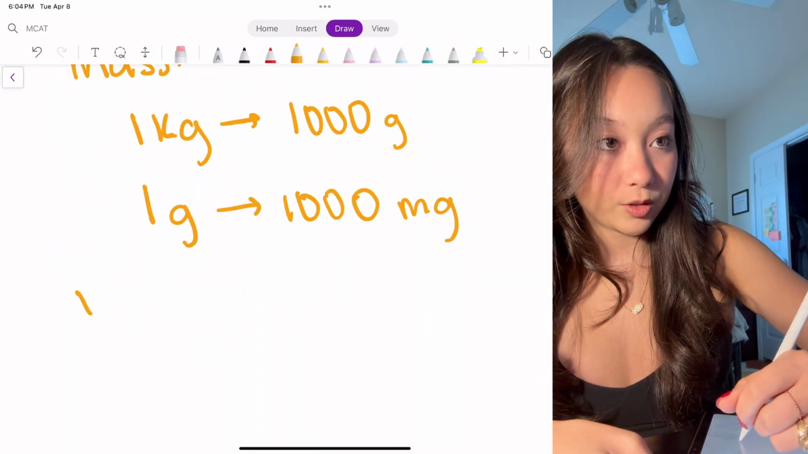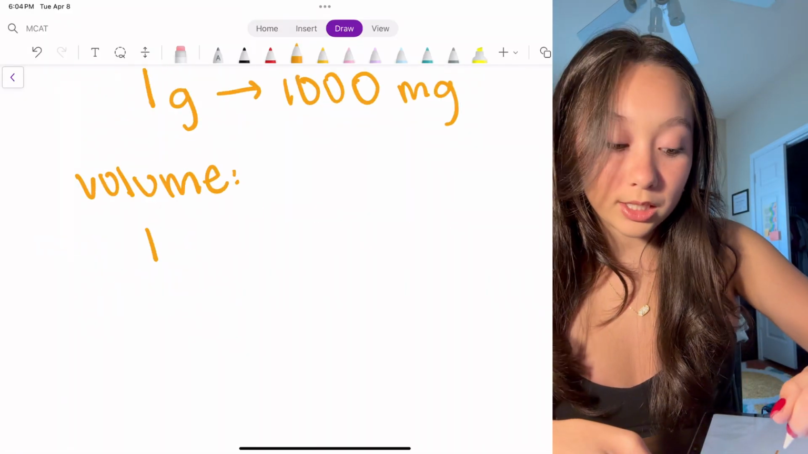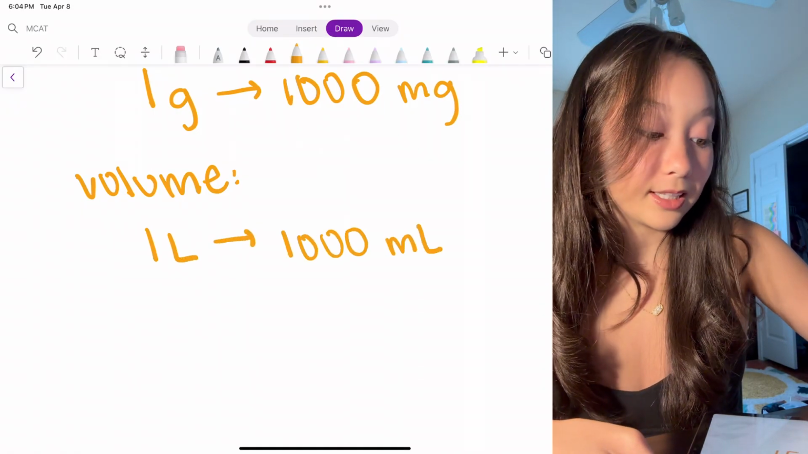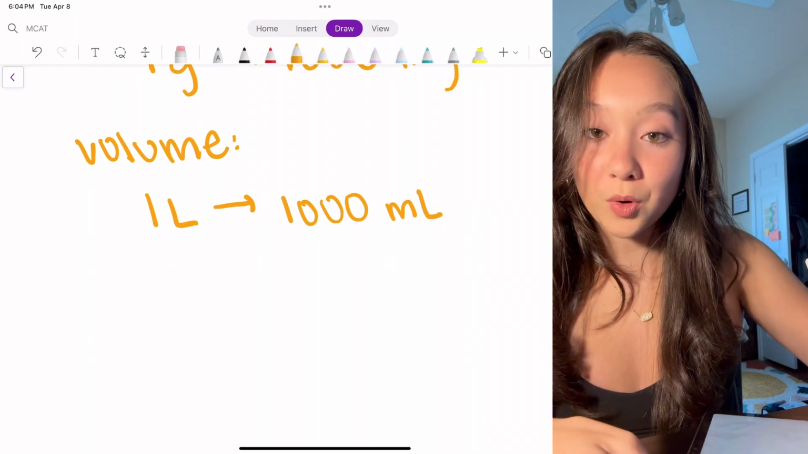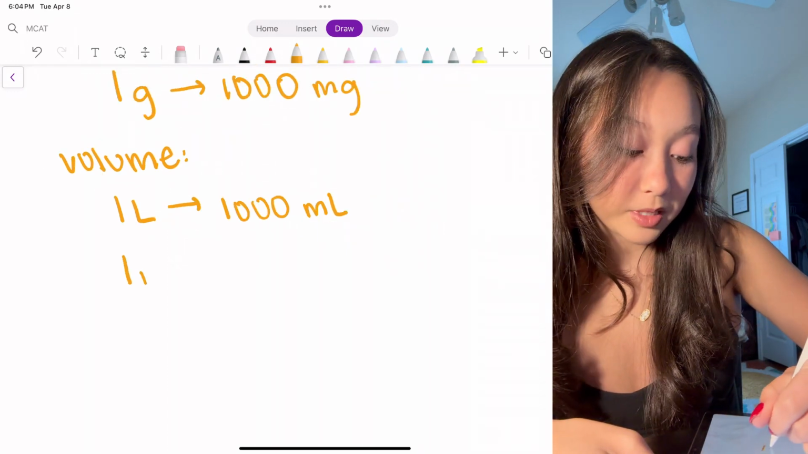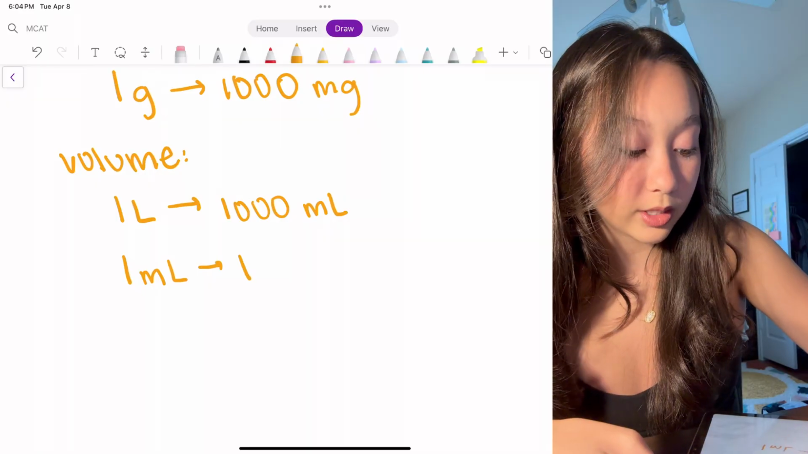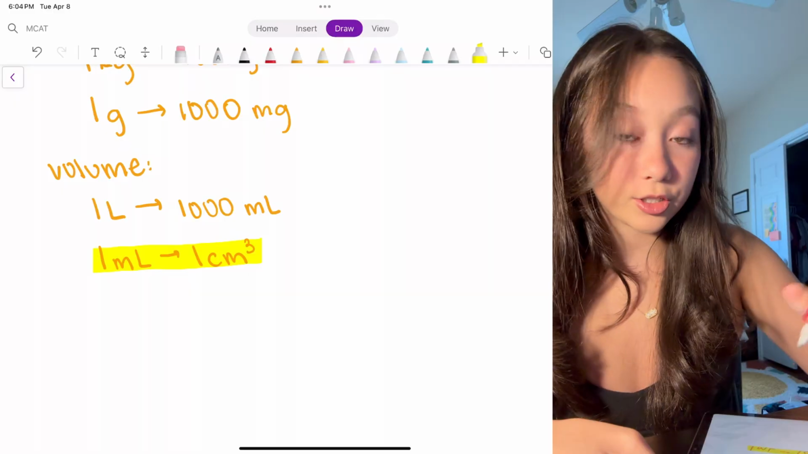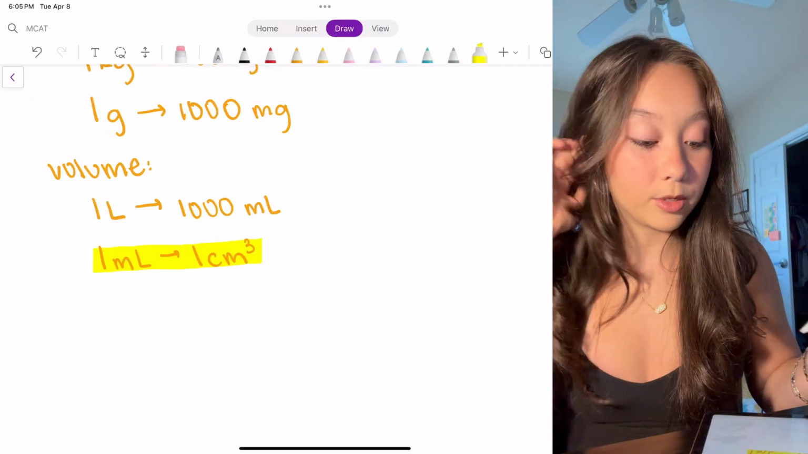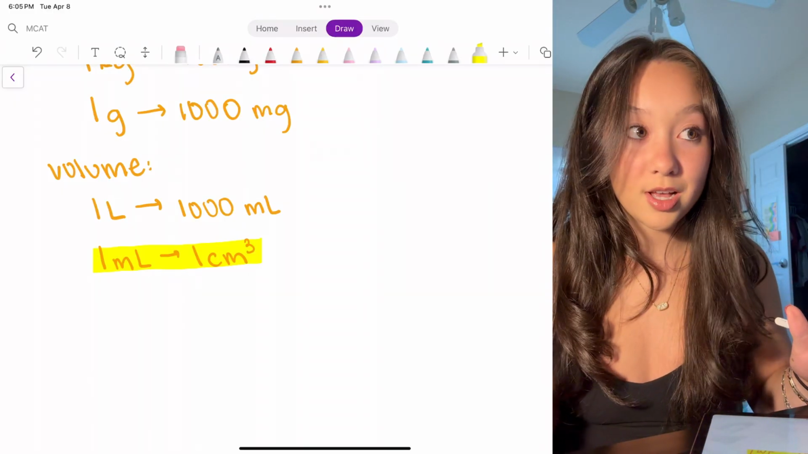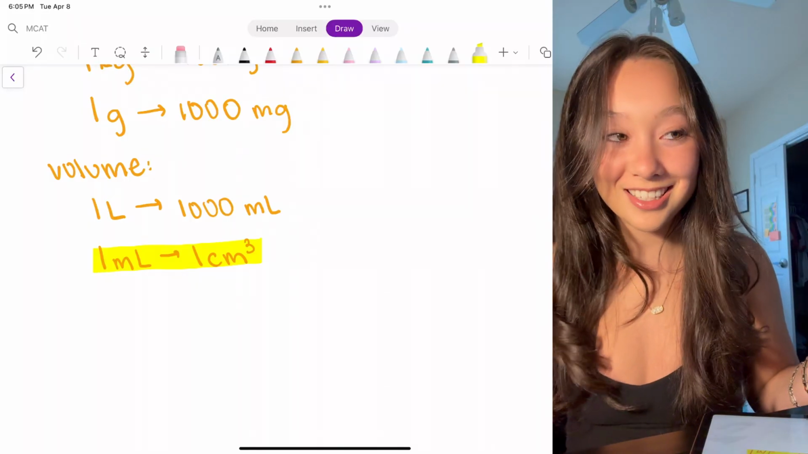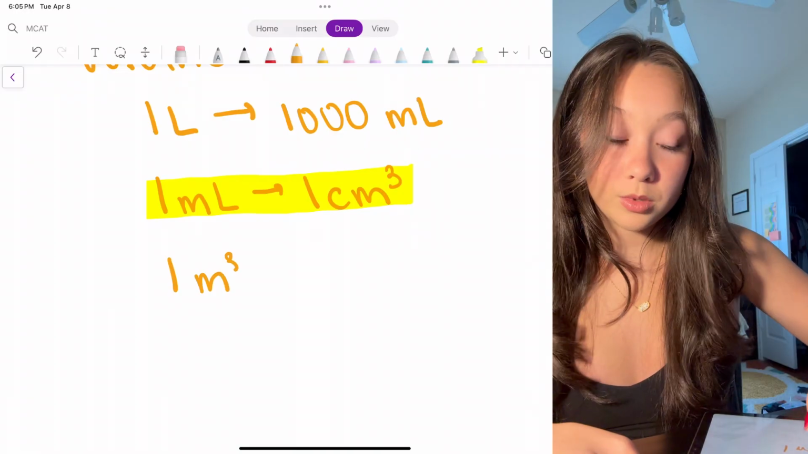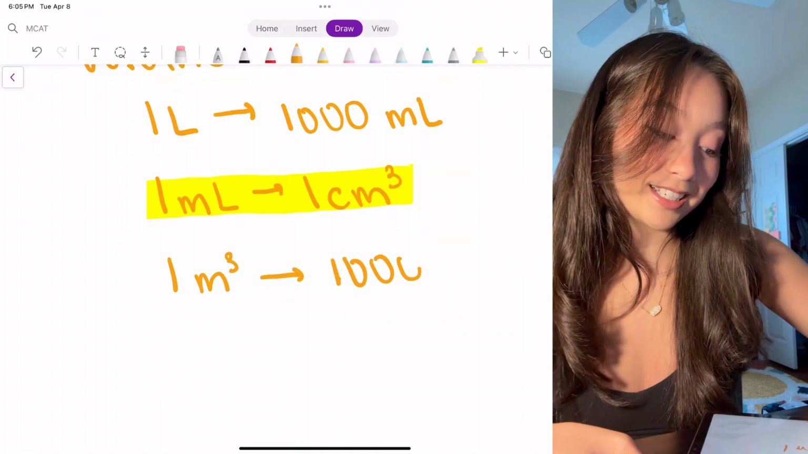Let's move on to volume. The SI unit for volume is 1 liter. 1 liter is the same as 1,000 milliliters, again, milli. Another important thing to note is that 1 milliliter is the same as 1 centimeter cubed. So I'm going to highlight that one because that is not just units that we would usually see for volume. Knowing this conversion is very helpful. This is just something that you're just going to have to memorize. Going off of this same logic, we can also say that 1 meter cubed is the same as 1,000 liters.